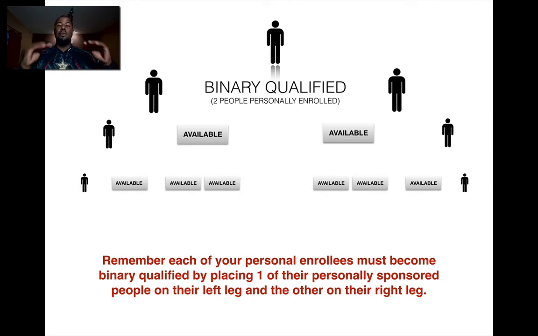Now, when you're bringing in people into the organization as distributors to get binary qualified, they do not have to be equal. You don't have to have them lined up across from each other. They just have to be one on your left leg and one on your right leg. That's all that matters. They do not have to be, again, sitting right across from each other, okay?